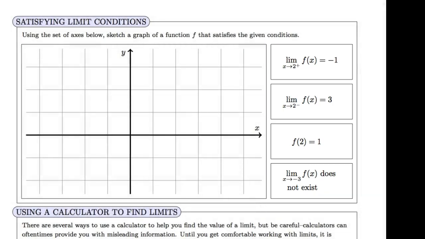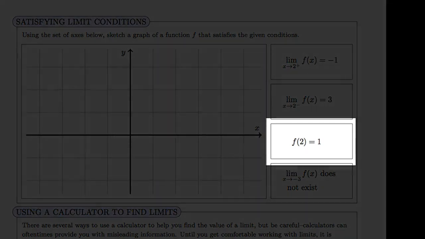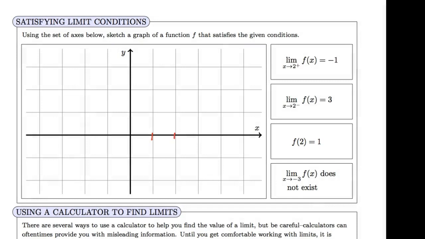We know we have to look at a value of x approaches 2 from the right, 2 from the left, a value at 2, and then a limit that doesn't exist at -3. Okay, so it's not terribly difficult. So let's start with f of 2 equals 1. So if I do this by 1s, 2, 3, 4, and 5, okay, go ahead and do that. F of 2 is 1. So there we go. I'm going to make a dot.